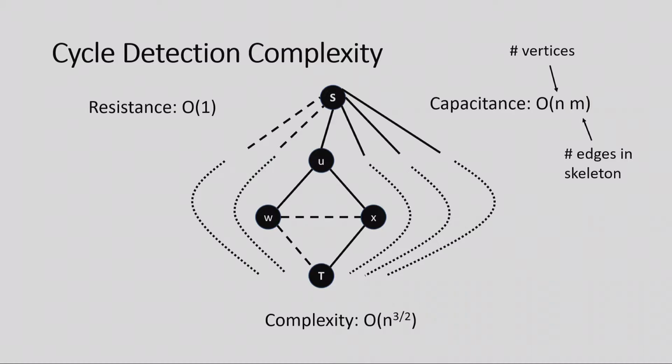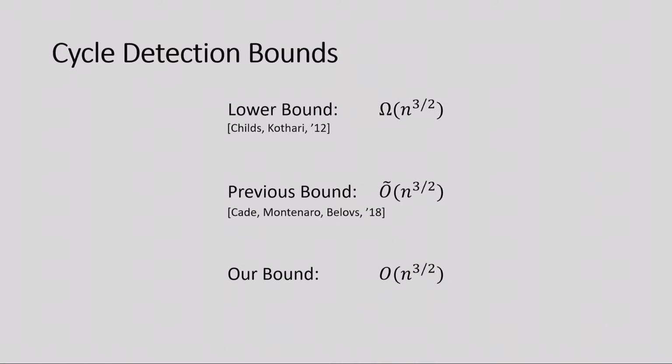So the capacitance and the cut that we pick up is N times M, which gives us a total complexity of the square root of the resistance, which is still constant, times the square root of the capacitance. In the worst case, M is N squared because there are N choose 2 edges in the graph, as it's a subset of the complete graph, and we can pick up N to the 3/2. We can compare this to the existing bounds. The lower bound for this problem quantumly is N to the 3/2. The previous bound is logarithmic N to the 3/2, so we can improve on this slightly to match the lower bound using this approach.